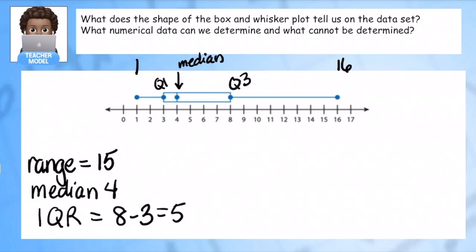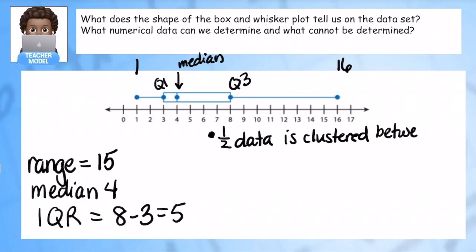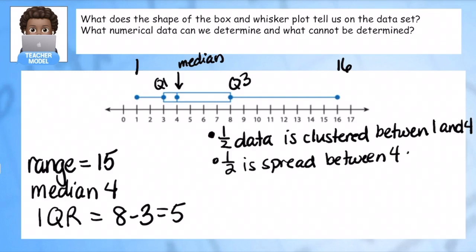All right, so let's think about what the shape tells us. You can clearly see, if you're thinking about using your median here, half of your data is between 1 and 4. So that's the first bullet point. Half of the data is clustered between 1 and 4. Half is spread between 4 and 16. That's what's making the skewness. So it's skewed to the right.